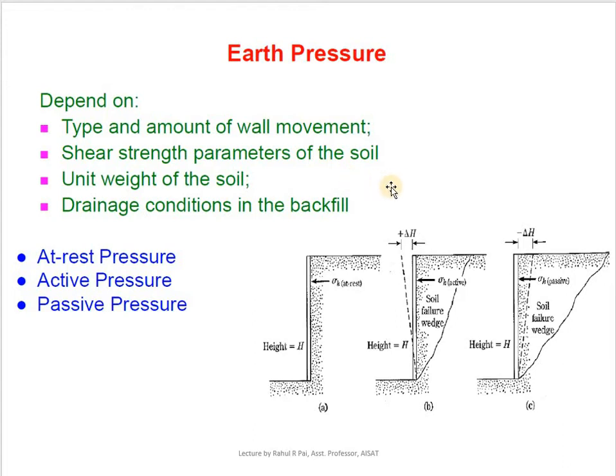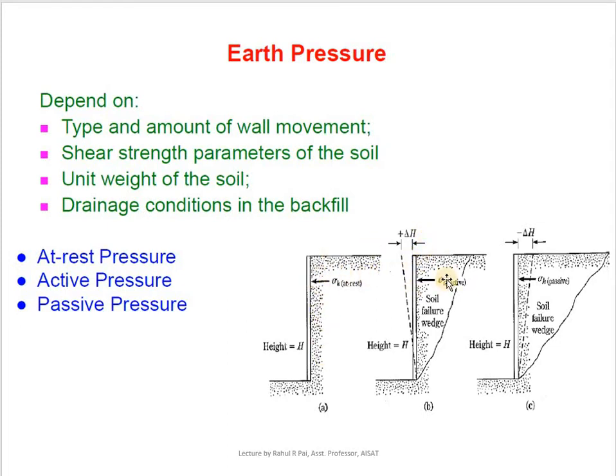So here we can see in the figure that the first case is there is no wall movement. You can say that the wall is at rest. So that is the at rest condition. In very simple words, from the figure you can figure out what is at rest pressure, that is, the wall is not moving.